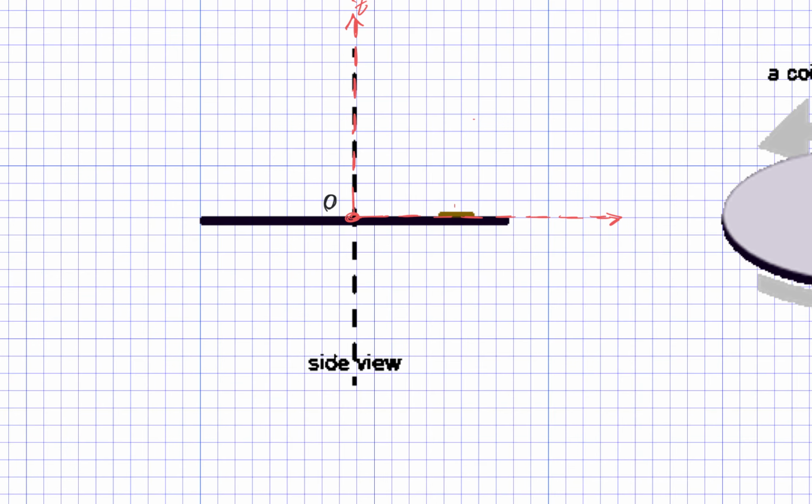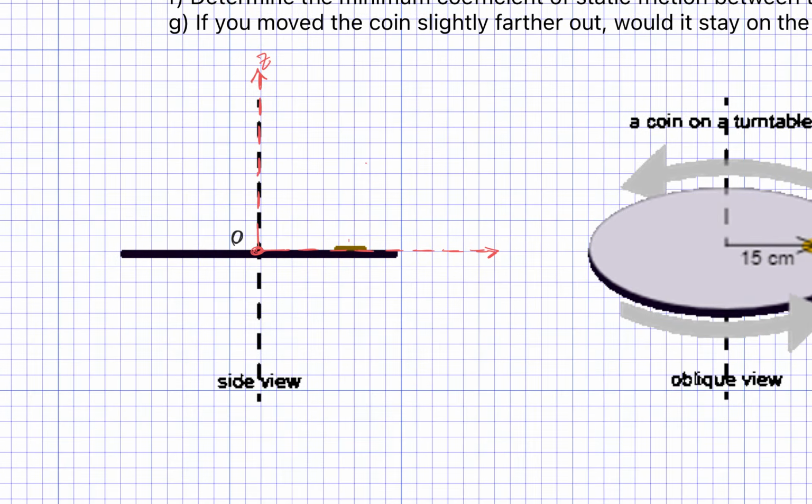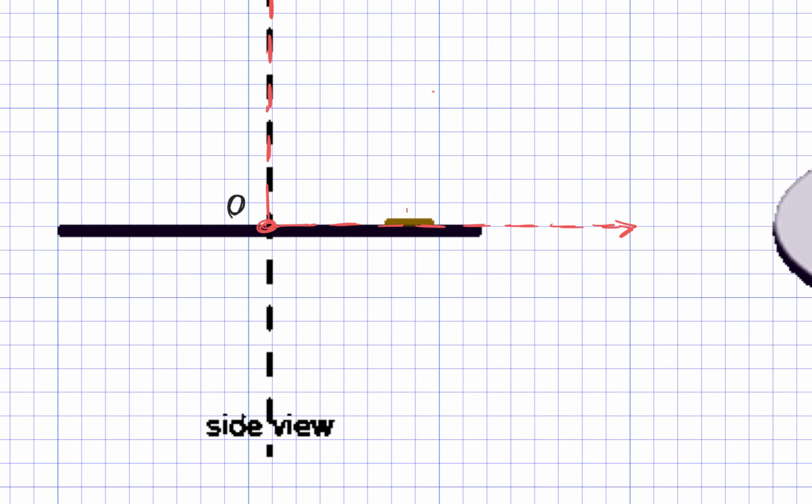Okay, let's see. So now we have to analyze the forces on this coin. So I'll do these with solid lines, and you'll notice that going down, of course, we have the force of gravity. Going up, we have a normal force. And anywhere we have a normal force, we have a friction force. In this case, when the turntable is on, the friction force is going to cause the coin to turn, and so it's going to be causing it to turn towards the center.